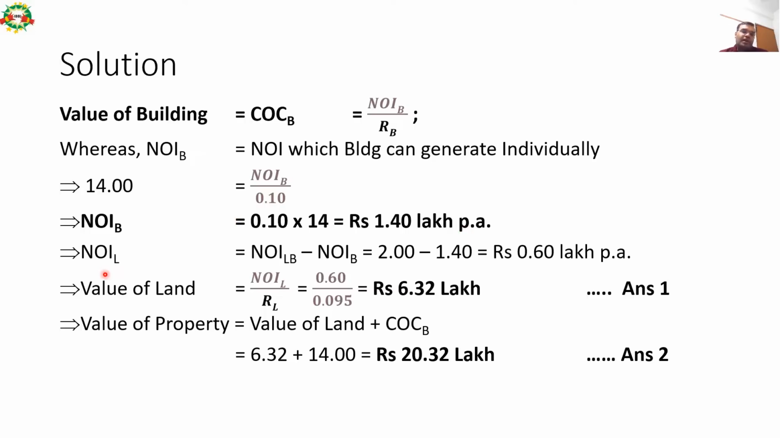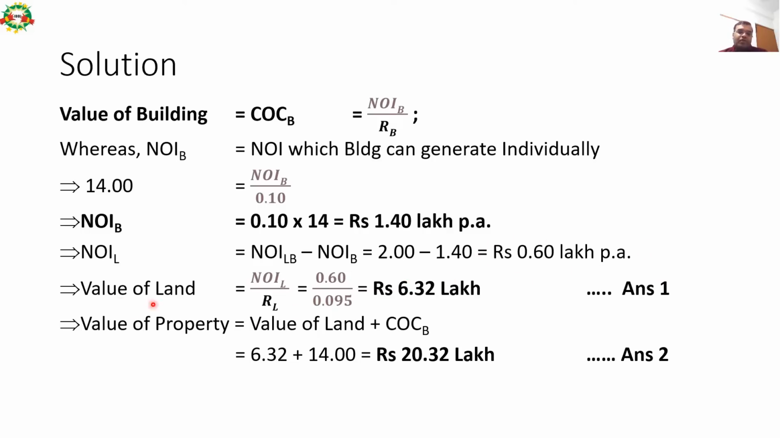So that means the net operating income from the land is equal to the net operating income from the entire property, land plus building, minus the net operating income from the building only. If we subtract these two figures, we get 2 lakh rupees minus 1.4 lakh rupees. This 2 lakh rupees is for land and building total NOI, and this 1.4 is for the building. The difference of these two is equivalent to the net operating income of the land. So 0.60 is the net operating income from the land.